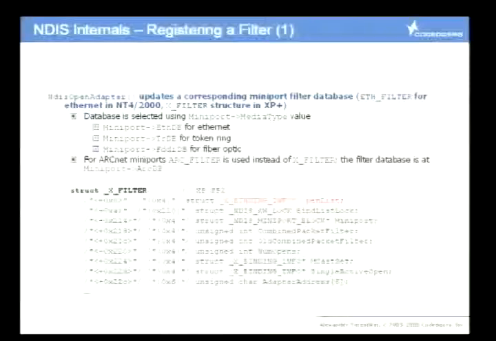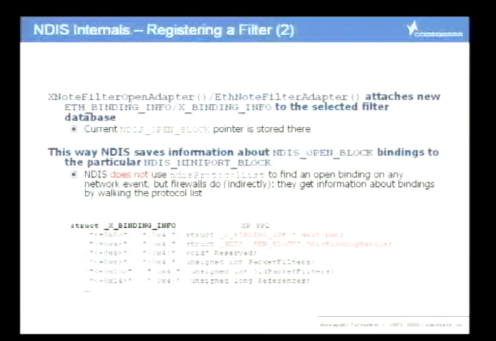The XFilter structure has one interesting field called the open list. This is a singly linked list of x-binding structures, and these structures actually contain our pointer to the just registered in this open block. So you see that this does not use this protocol list to find an open binding on any network event. But firewalls think that this does so.